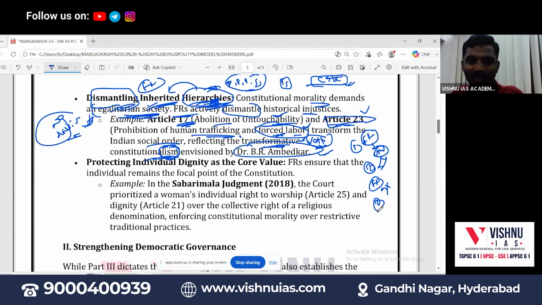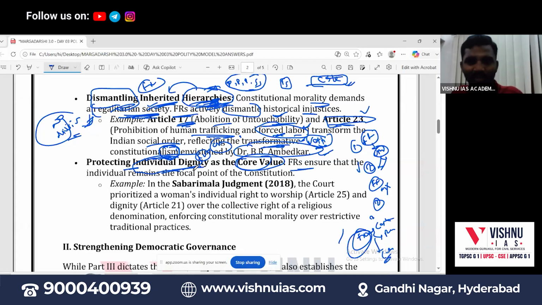And the second point I am saying is that fundamental rights are important for dismantling the caste system, the religious injustices, and the other cultural injustices. That is how constitutional morality is pushed. Number three, individual dignity is important, and that core value is protected by fundamental rights. Individual dignity is nothing but a constitutional value, and that is nothing but constitutional morality.